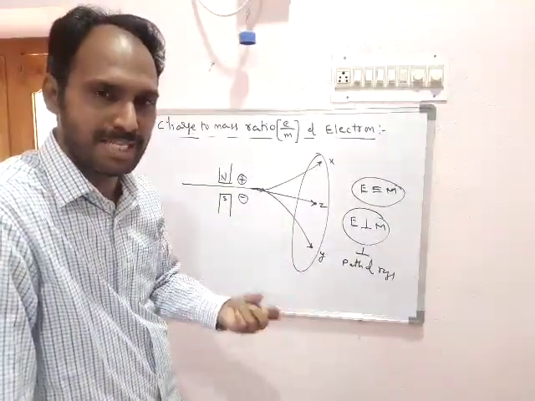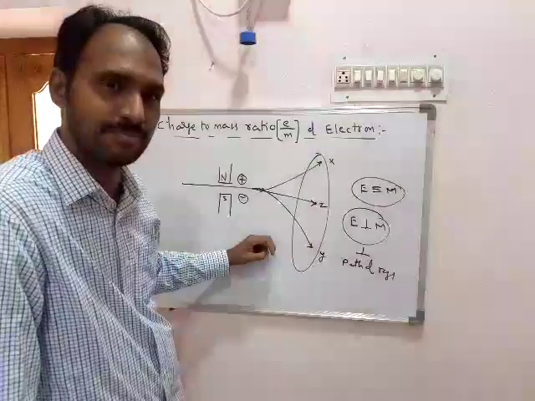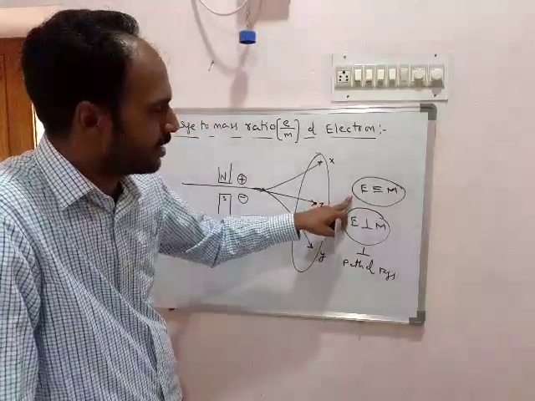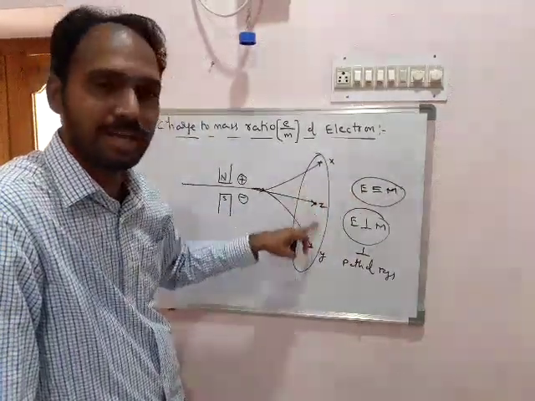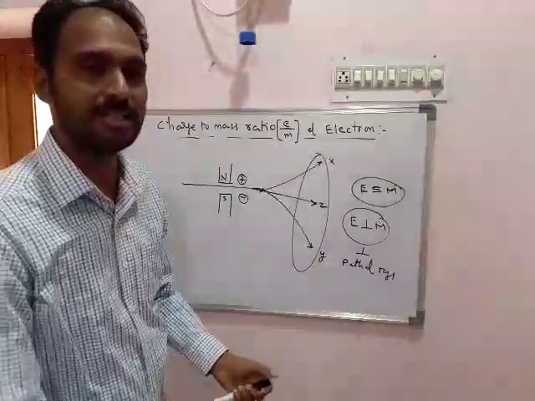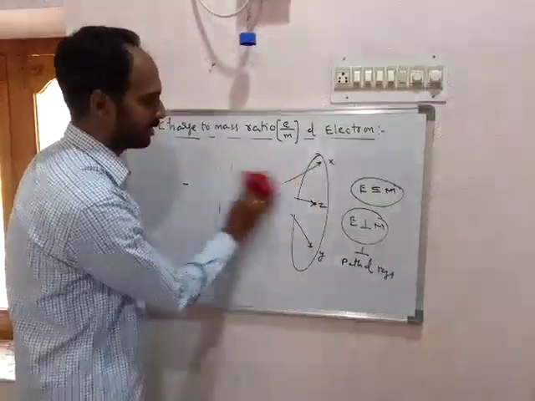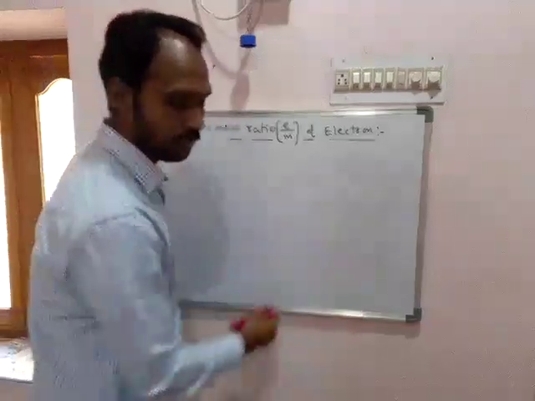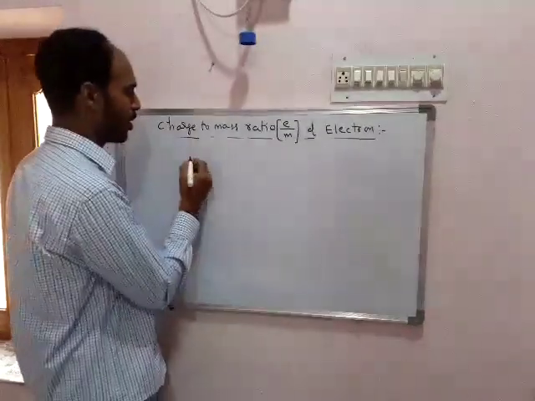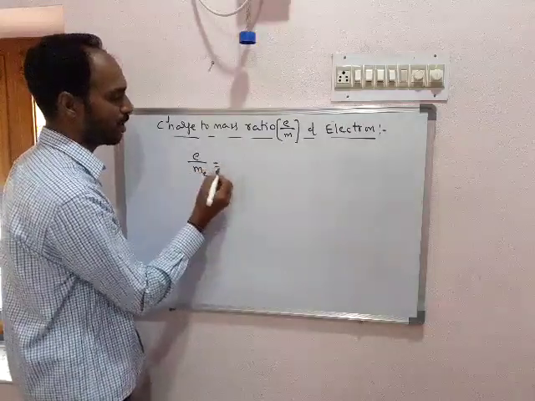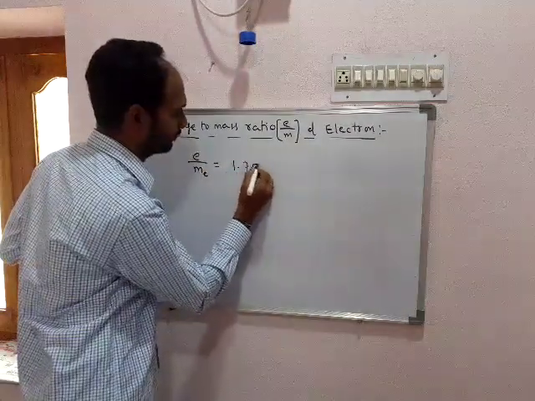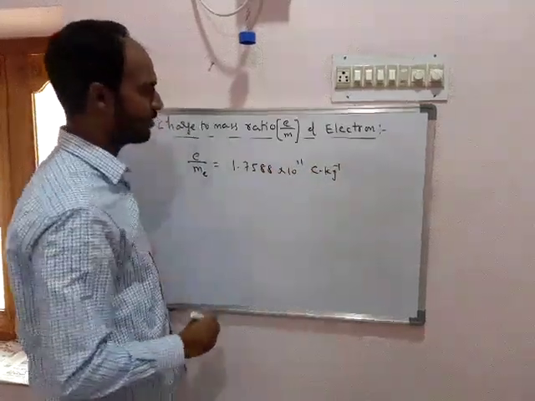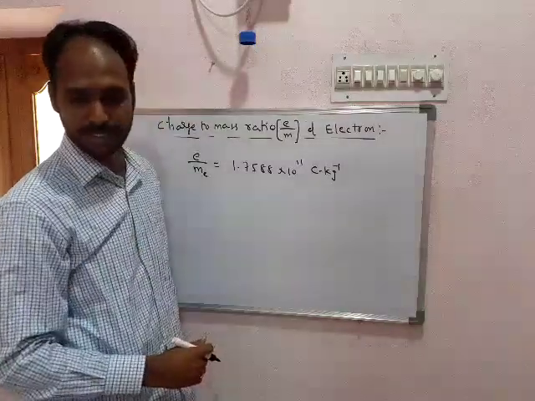But what is the need to repeat the experiment? He observed the deflections by changing the electric field and magnetic field every time, and at last, with those observations of the deflection of the particles, he was able to calculate the charge to mass ratio of the electron as 1.7588 × 10^11 coulomb per kg.